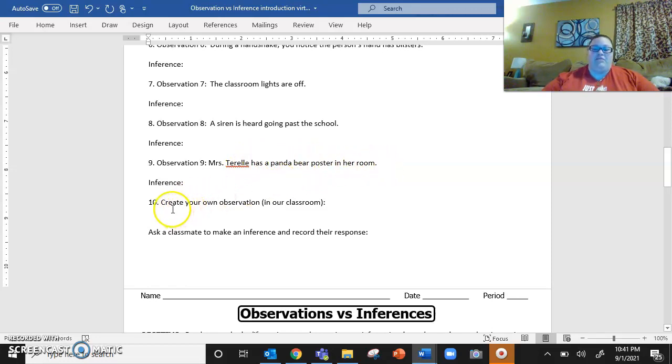And then for the last one, you get to create your own observation. It says in your classroom, but you can do any room in the building that you're currently in. And then, instead of asking a classmate, you can ask someone that you live with to make an inference and record their response. Now, you may have to teach them what an observation is and an inference is. Isn't that going to be fun? By the time you finish this, you're already a pro.